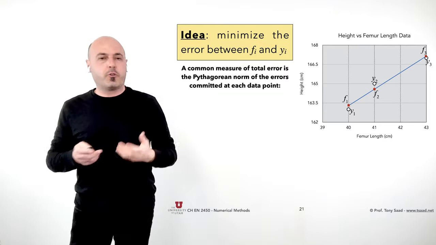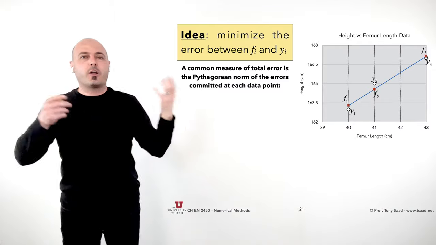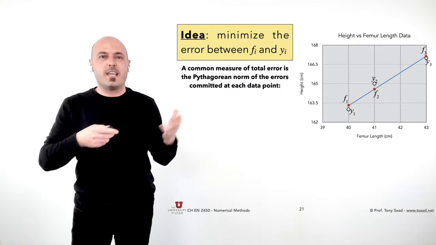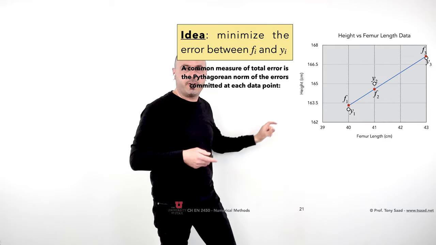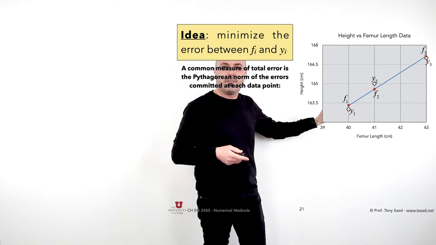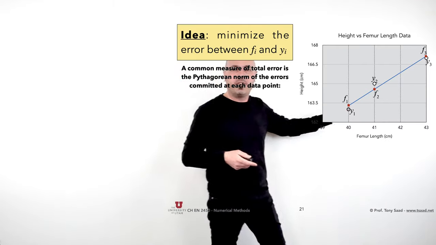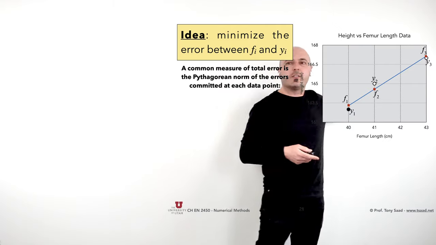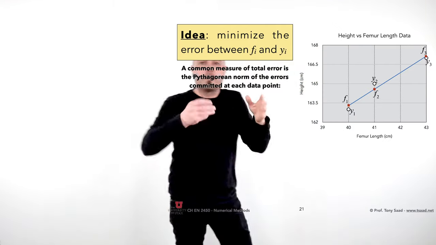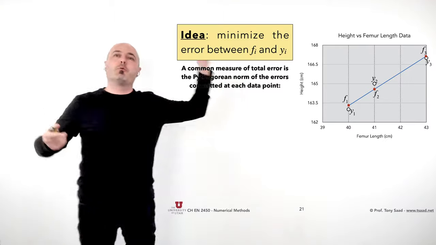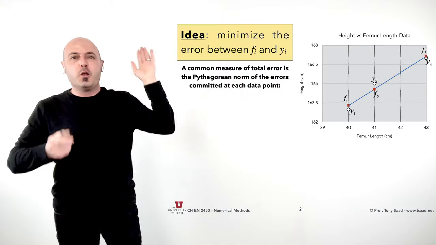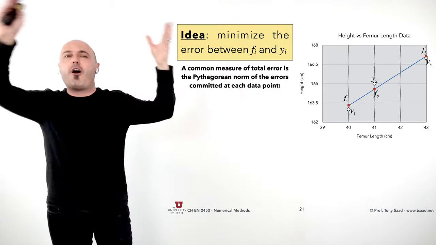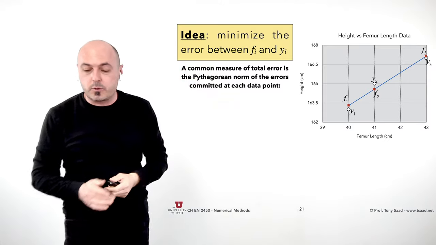Now, a common measure for the total error is just the Pythagorean norm of the individual three errors. So in this case, we have three errors, right? The distance between F1 and Y1, the distance between F2 and Y2, and the distance between F3 and Y3. Those give us three errors, a vector of errors. And we learned this in iterative methods, where you have a vector of errors, you can define an aggregate error. So this is what we're gonna do.